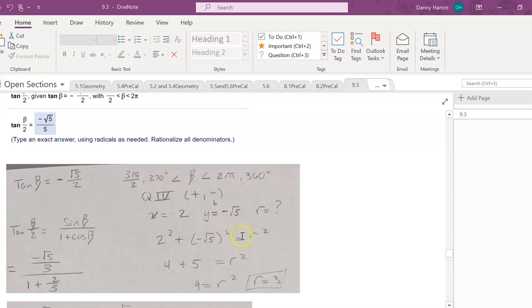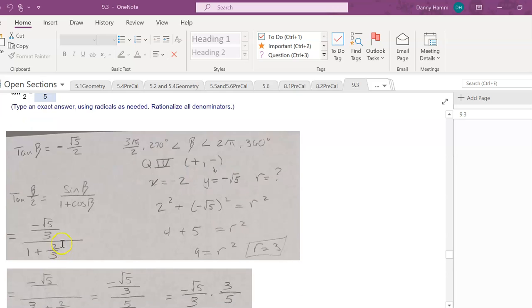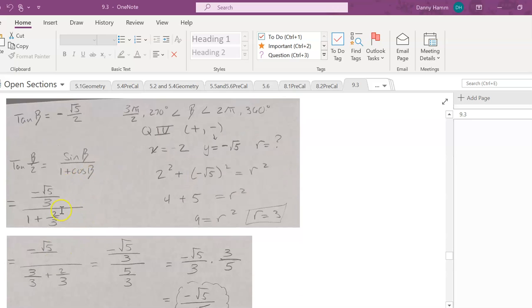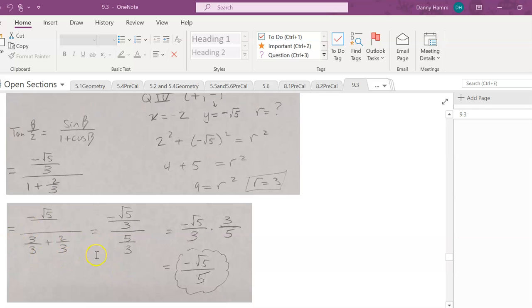So we use this to find our radius. We do that and we get 3. Now we're plugging in these values here, all right? So we know our x, our y, and our r values, so we simply put these together, since sine is y over r, and cosine is x over r. And then I just simplify that fraction. Oops, that should be 3 right there.